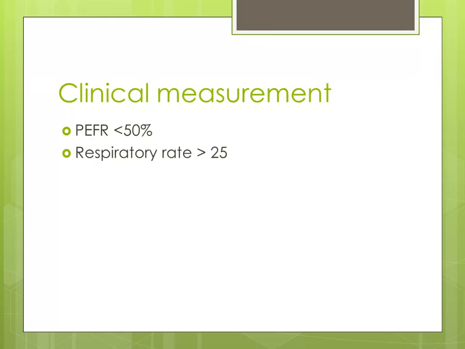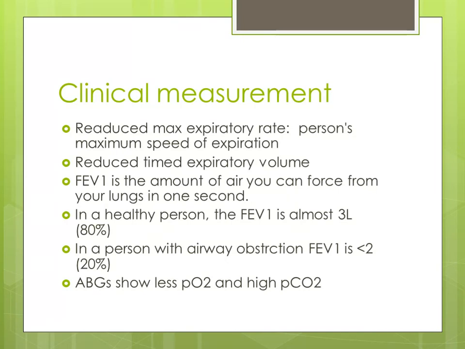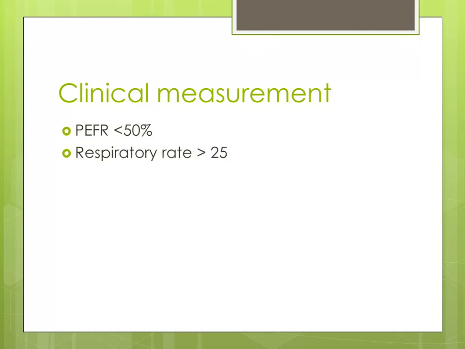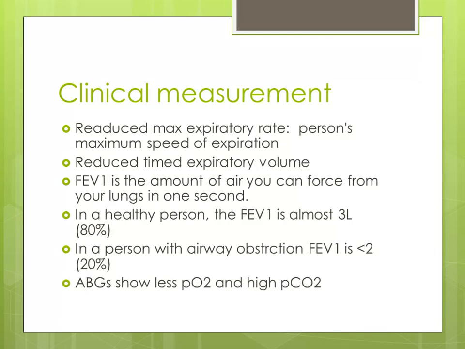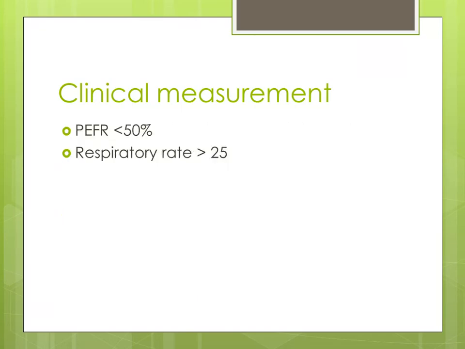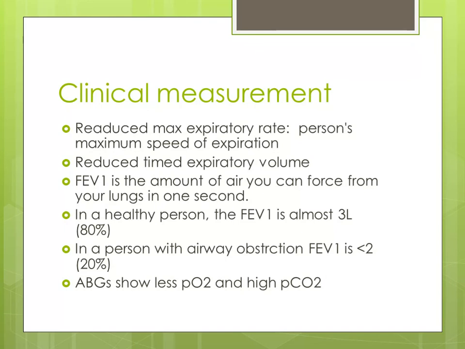Another clinical measurement is the PEFR, which is the peak expiratory flow rate, already discussed as the maximum expiratory rate, that is going to decrease. Because the person cannot expire air at a really rapid rate, the PEFR is going to decrease to less than 50%. Normally it's 80 to 100%, as we discussed that in the first second, the forced expiratory volume is going to be 80%. So it's going to decrease to less than 50%, and in really severe cases the least is 20%.